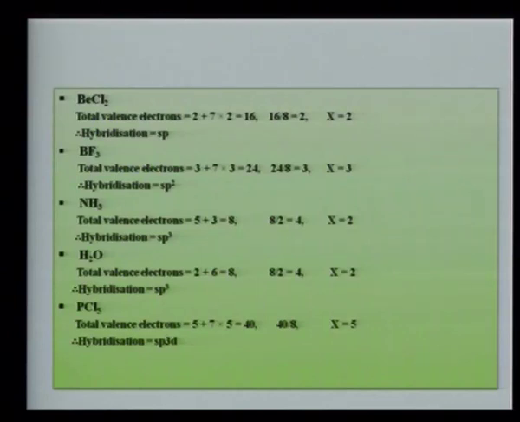Similarly, PCl5: surrounding atoms are 5, valence electrons in P are 5, and monovalent atoms are 5, so ultimately H will be 5. 5 means sp3d type of hybridization. Or you can take SF6: 6 valence electrons minus 6 monovalent atoms, and 6 are the surrounding atoms. Therefore, H will be 6, which means sp3d2 type of hybridization. So you can calculate by using the formula.